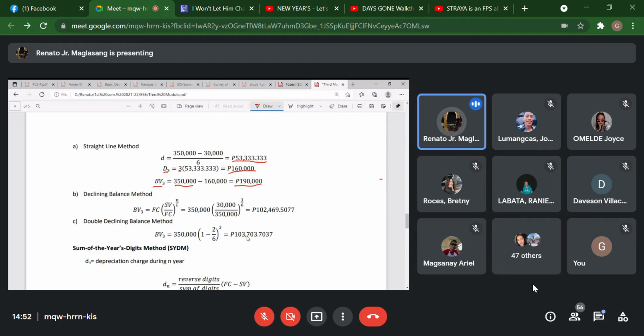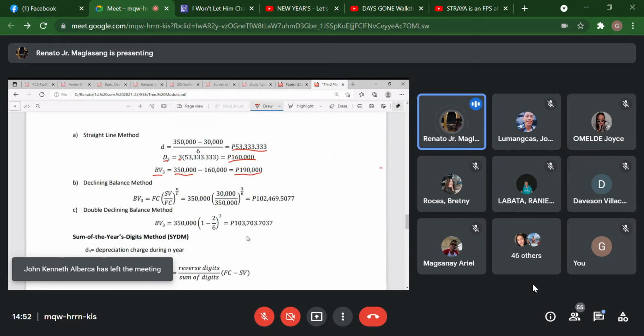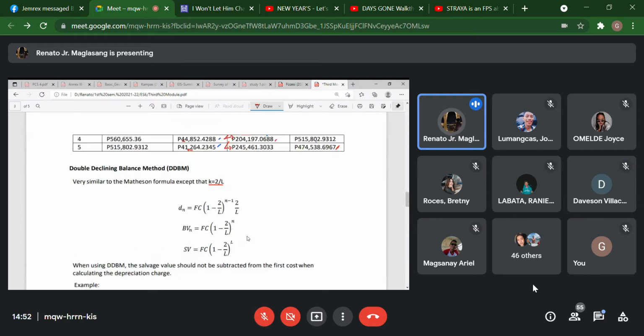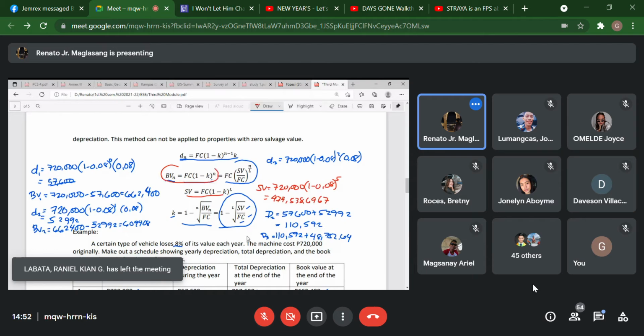So for the declining balance method, since what is asked is only the book value, we can directly find the book value of the declining balance method using this formula or this one.